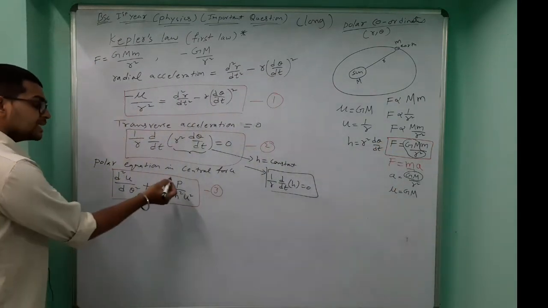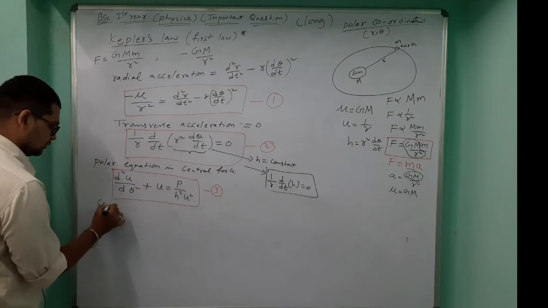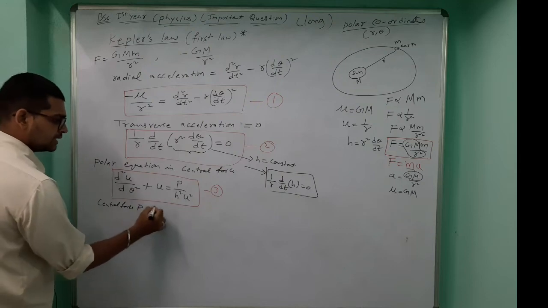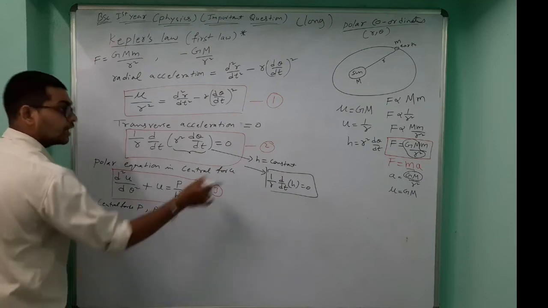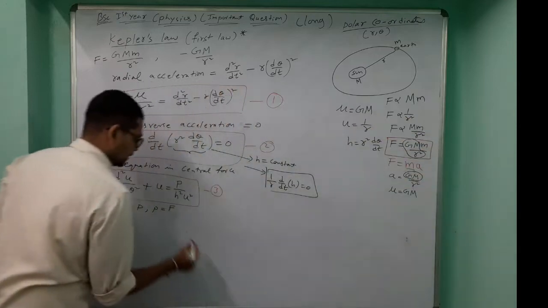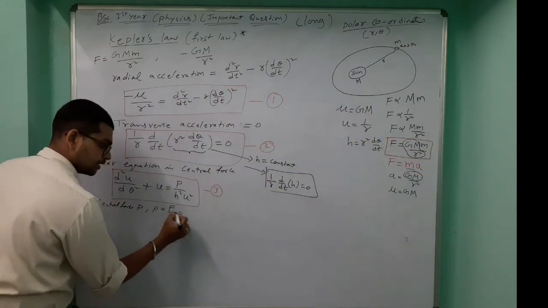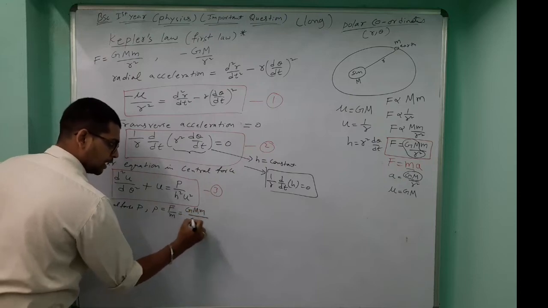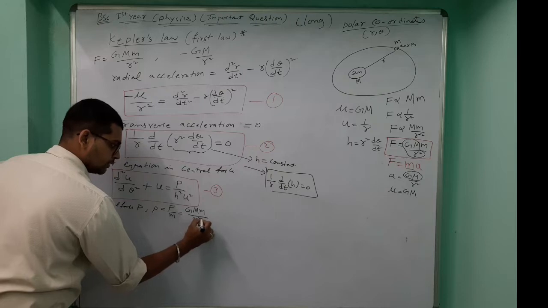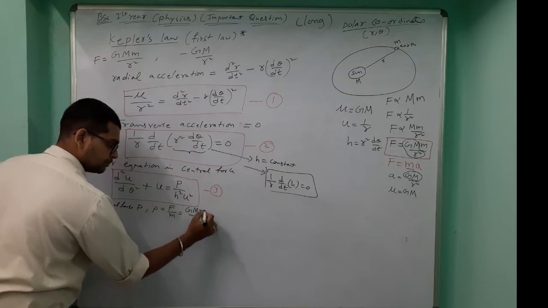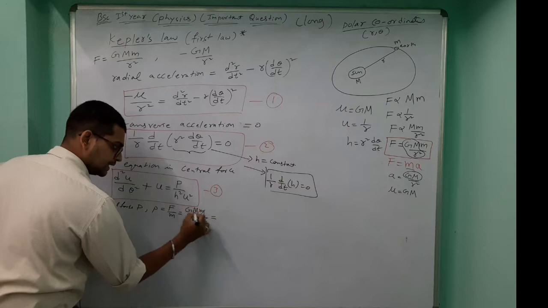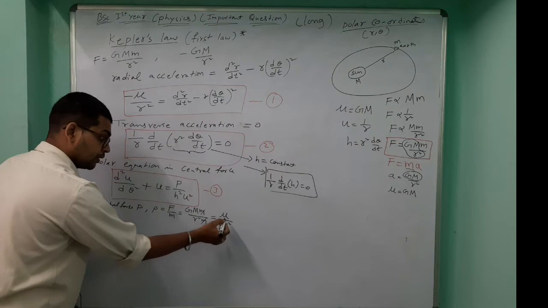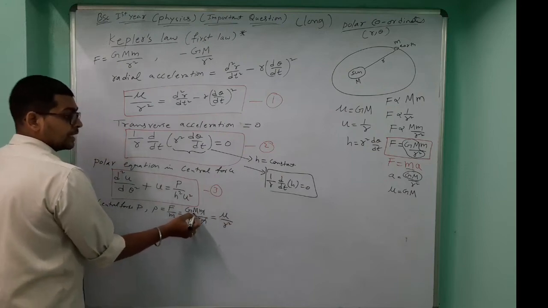Now P is the central force. P is equal to whatever the force is, divided by small m. If I substitute the value, what will we get? Capital G, capital M, small m by r square, small m. Small m is gone. So this is mu by r square. Be careful here: mu is nothing but capital G, capital M.